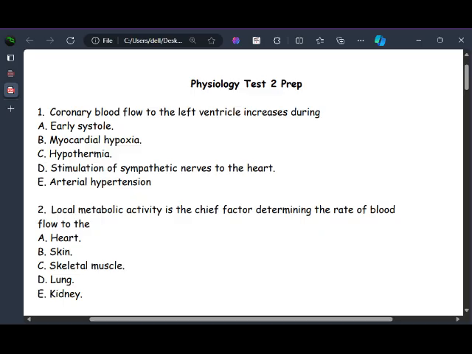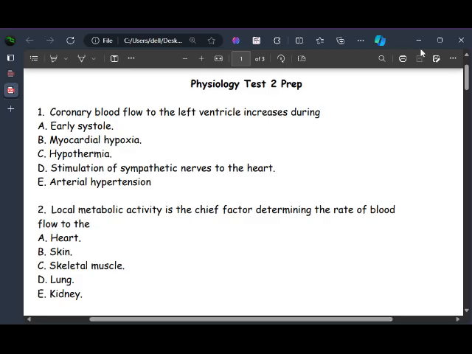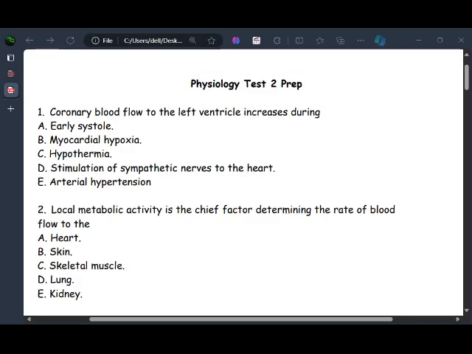Question number one says coronary blood flow to the left ventricle increases during: A. Early systole, B. Myocardial hypoxia, C. Hypothermia, D. Stimulation of sympathetic nerves to the heart, and E. Arterial hypertension. Okay, so you can pause the video and go through here.